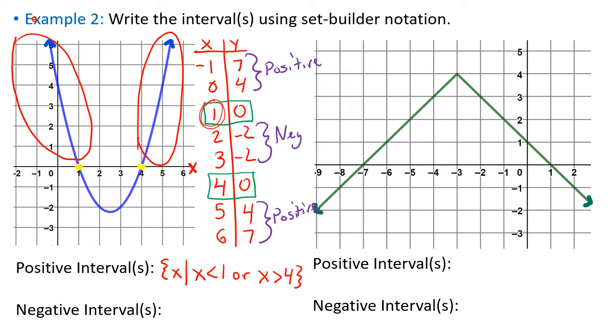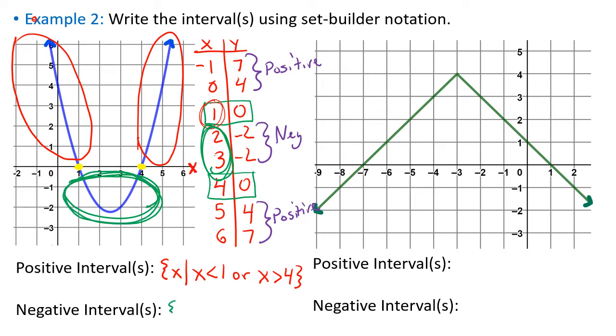For our negative interval, that's this bottom section. That's this part of the graph where we have -2 and -2 as our y values. Once again, we're talking about it in terms of x. So all the numbers between 1 and 4 here in the x column make up this negative interval.